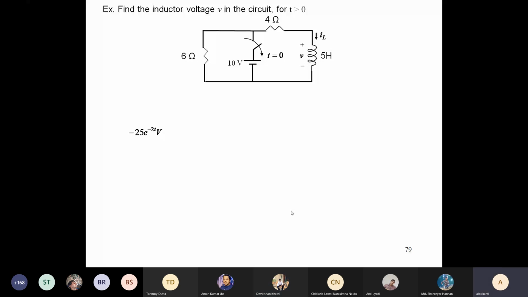Sir, this minus sign represents that after time t, the polarity will be reversed. Means in place of plus, this will be minus. Yes. So you solve it. I don't have the solution here.